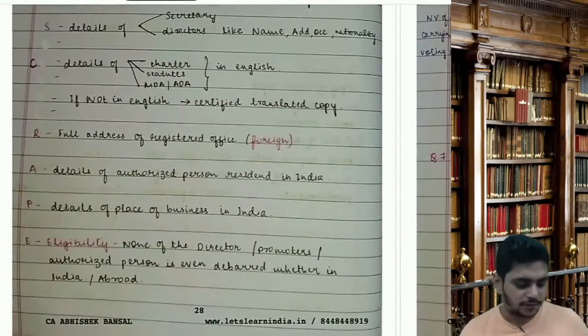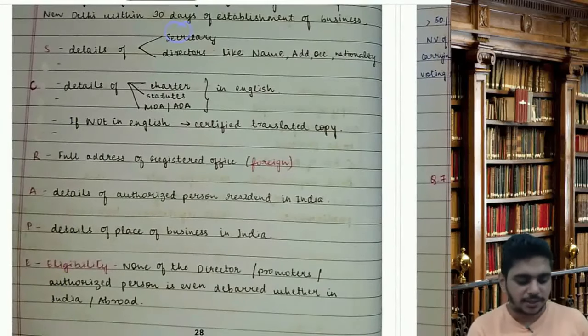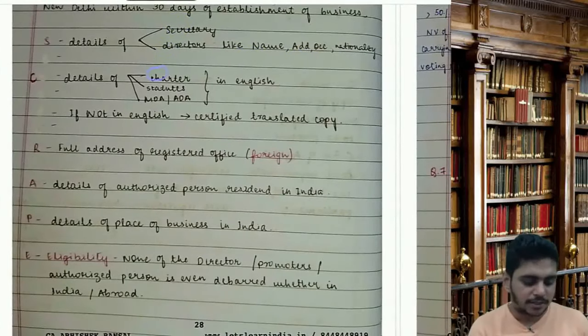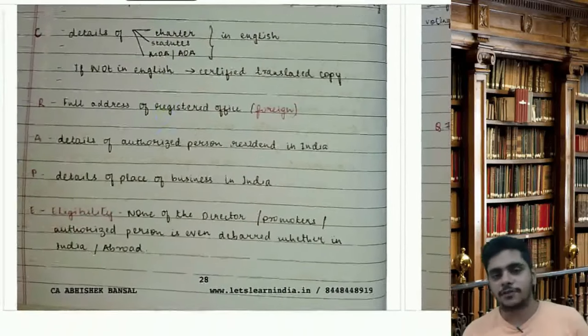What documents do you have to give? Scrap A. Details of secretary and directors, like name, address, occupation, nationality. Details of charter or statute, memorandum, in English. If it is not in English, then a certified translated copy. Full address of registered office.